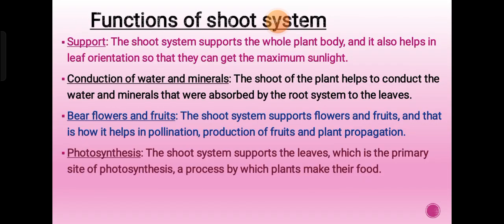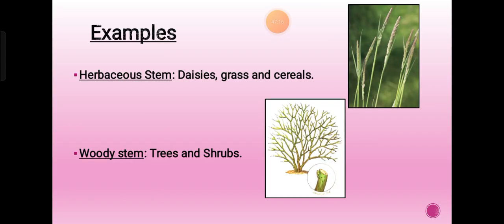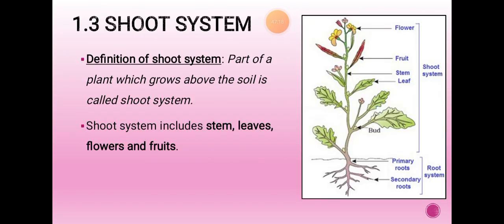Now shoot system, we should know what a shoot system is as well. A shoot system is the part of a plant which grows above the soil. As I told you, that part of a plant which grows below the soil is known as a root system. So the part of a plant that grows above the soil is known as a shoot system. You should know the difference between the root system and the shoot system. The root system grows under the soil, or below the soil, and the shoot system basically grows above the soil.